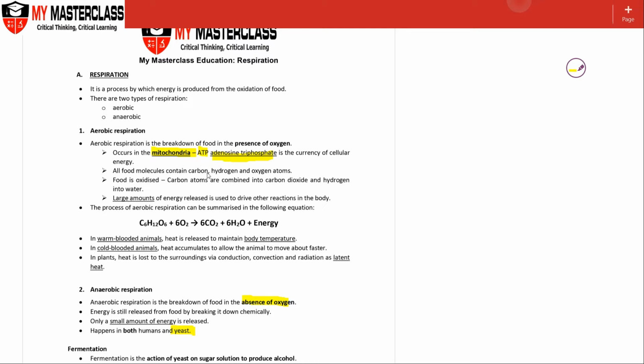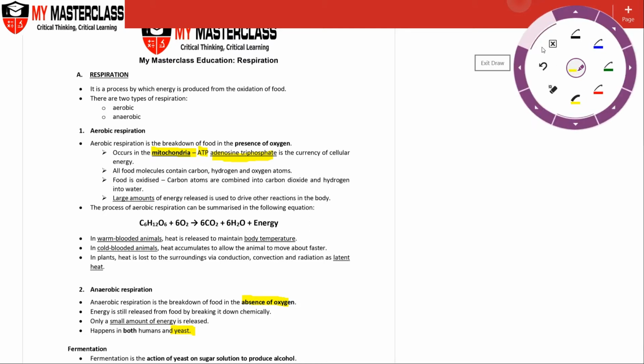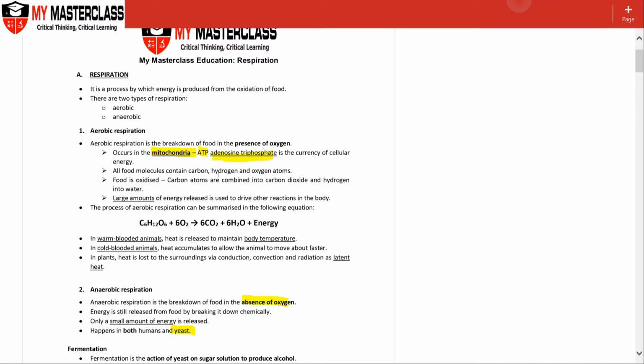So all food molecules contain carbon, hydrogen, and oxygen. So you have your carbohydrates, your main group, which has got C, H and O: carbon, hydrogen, oxygen. You also have your fats, which are digested down into fatty acids and glycerol. And last but not least, you have your major one, which is your proteins. Now, proteins are a bit unique.